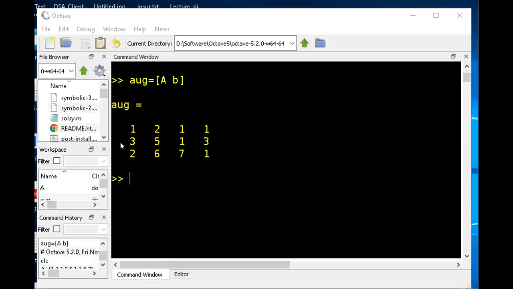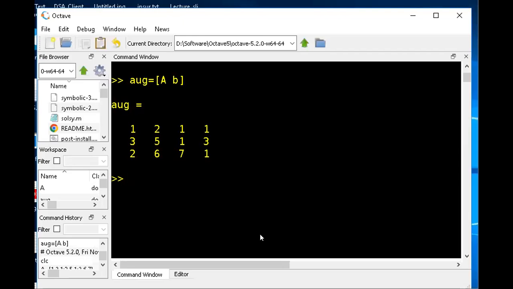Let's get rid of this entry here. So how do you do that? I multiply the first row by -3, then add the resultant one to the second row, and the second row will be replaced with that.